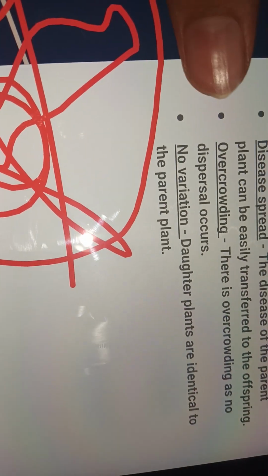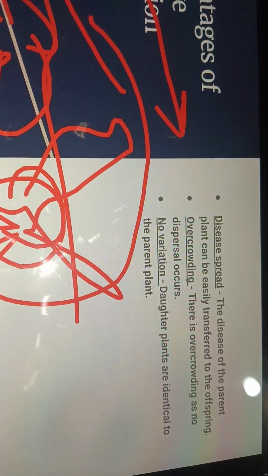No variation, daughter plants are identical to the parent plants. So there is no variation, means there are no different types, there are no different characteristics. It is the advantage as well as the disadvantage. Is that clear?